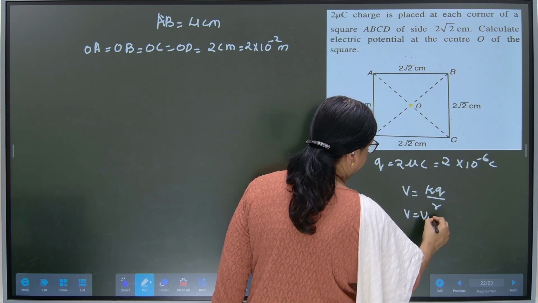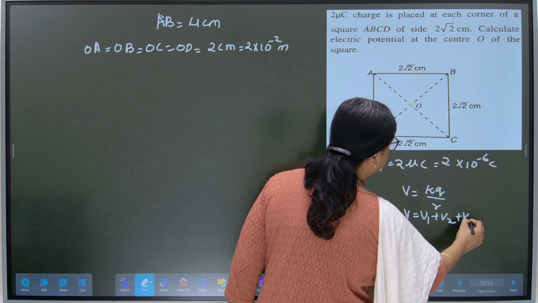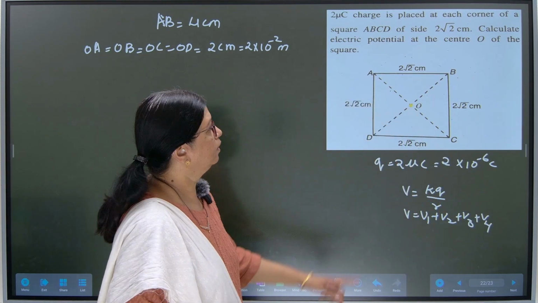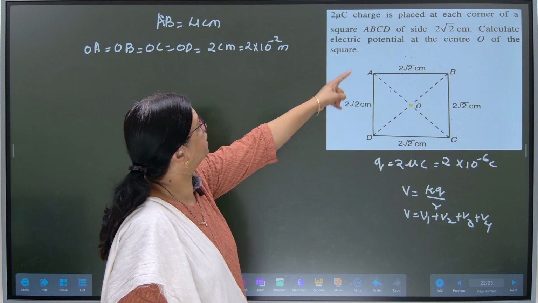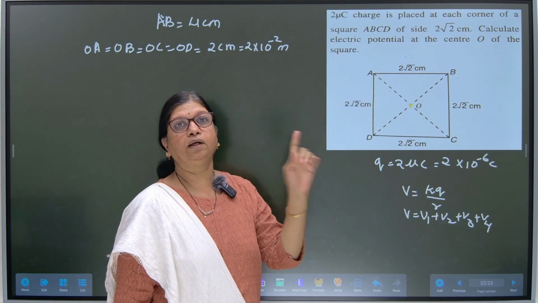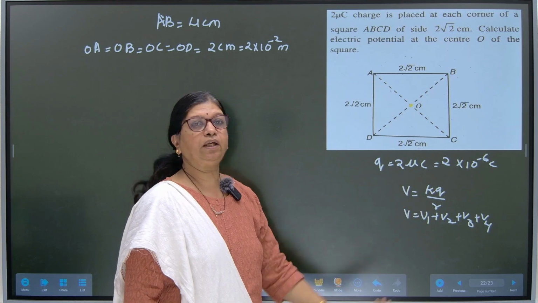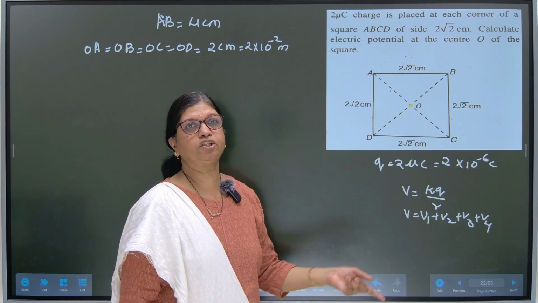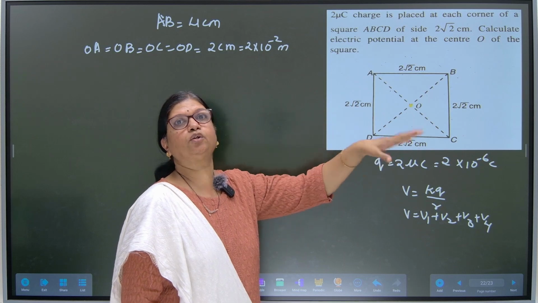In our combo pack, we have here 4 charges. So V is equal to V1 plus V2 plus V3 plus V4. All are equal because the distance is also same and the charges also are same. So if we calculate one value and we multiply it by 4, we can get the answer for the potential at the point O at the center of the square.